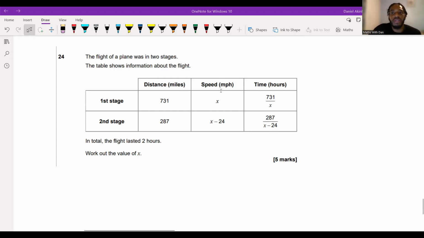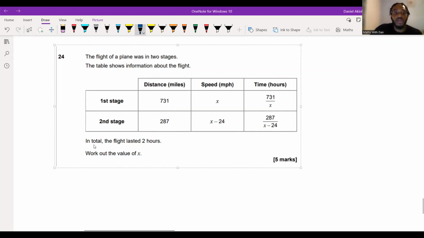Okay, so let's read it. It says the flight of a plane was in 2 stages. The table shows information about the flight. So we've got the first stage and the second stage. It tells us about the distance that it travels, the speed, and the time. Remember, time is the same as distance divided by speed, which is how they got 731 over x. And just the same thing here, 287 divided by x minus 24 is how they got these expressions here for the time. And the time is in hours.